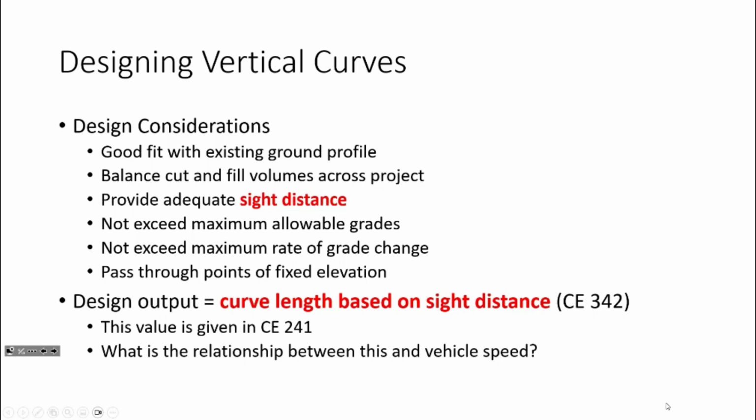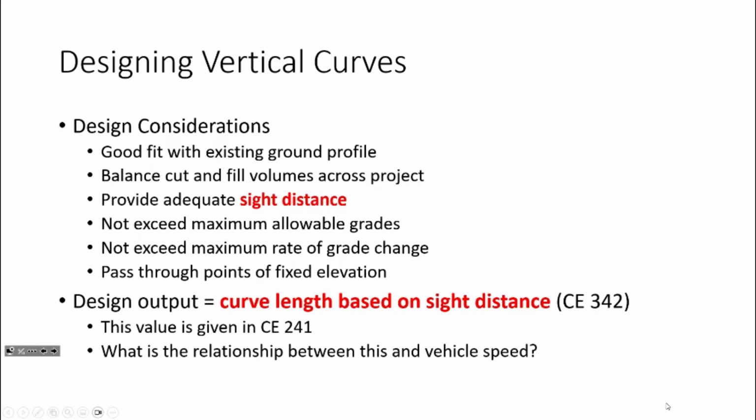So we have two different site distances that we're going to consider. We're going to call those stopping site distances and passing site distances. Stopping site distance is essentially how much distance you need from point A to point B to stop if you see a given obstruction, and passing site distance is how much distance you need to pass. And that's going to be a function of the speed limit of the road.